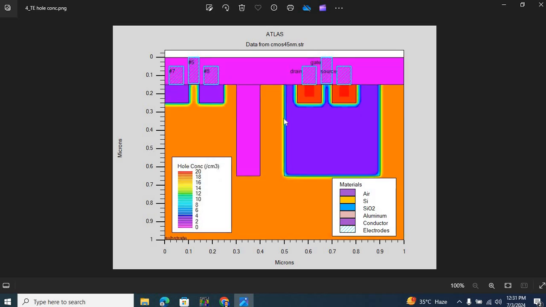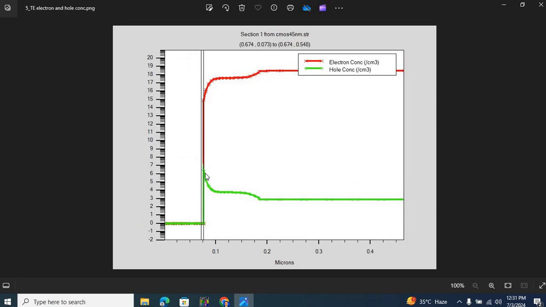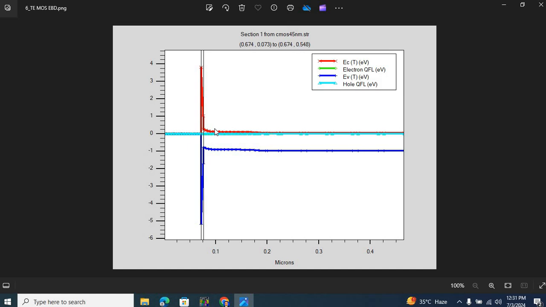Here is the hole concentration of this entire structure. And as you can see, under thermal equilibrium, the hole concentration is super low inside the channel for the PMOS. Here is the energy band diagram of the metal oxide semiconductor structure. Here is the metal, here is the oxide. This is super thin, so you cannot really see the wide band gap of the oxide, but this band gap of the oxide is approximately 9 electron volts, and then we have the semiconductor or the substrate part.